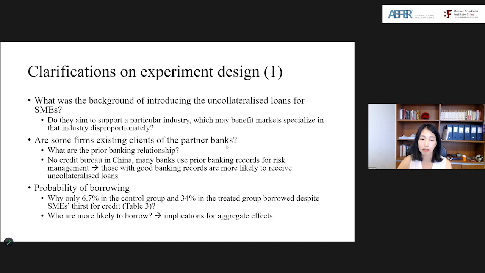And for the probability of borrowing, my understanding is that small and medium enterprises are very hungry for credit. So why do only 6-7% in the control group and only 34% in the treatment group borrow? This number appears to be quite small to me. And I'm also curious about who is more likely to borrow. Are they big firms, or are they firms of specific characteristics?